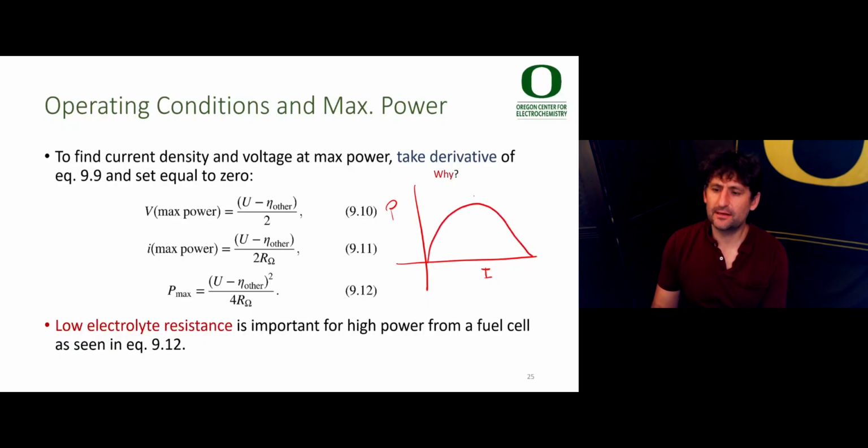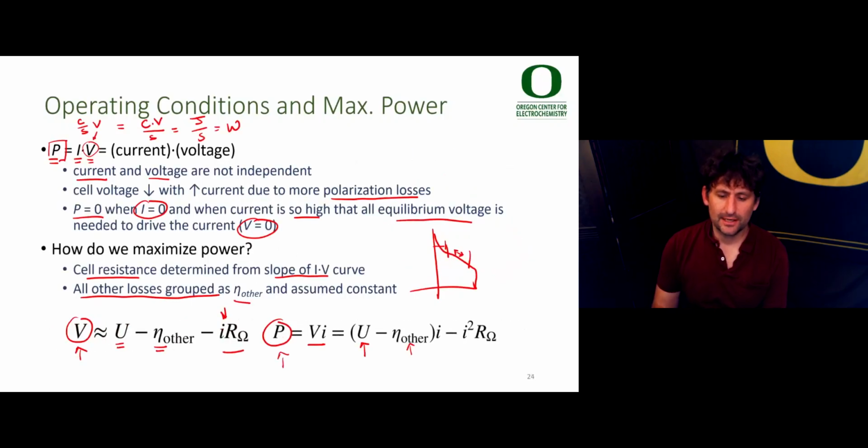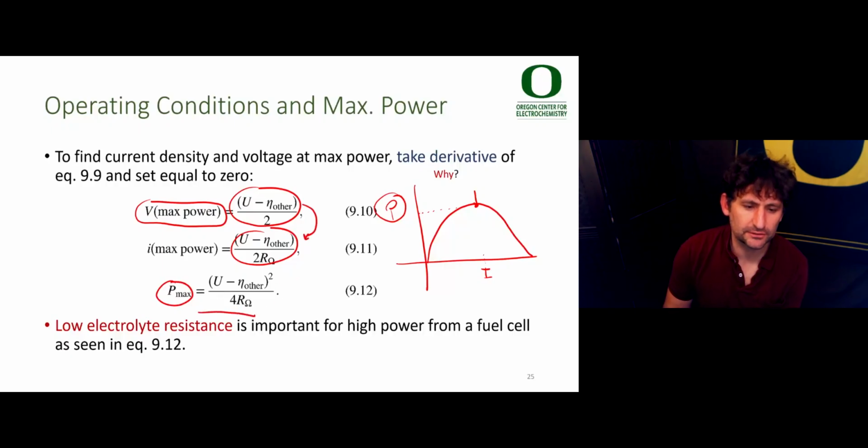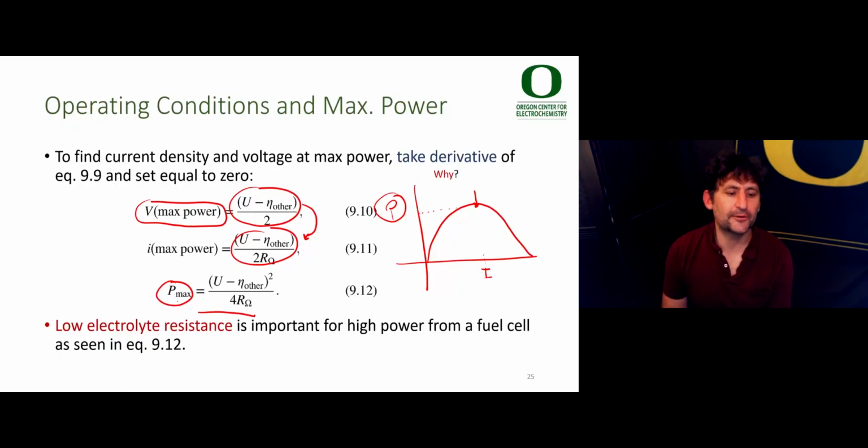So if you imagine now, we're going to get a plot of power versus current that looks something like this. There's going to be some optimal current to run at to get the maximum power out of our cell. To find this, of course, we take the function we derived for the power, take the first derivative and set it to 0, and solve for the voltage at the maximum power. We can use the voltage at the maximum power to calculate the current at the maximum power. We can plug both those terms into the expression for power, and now have a full expression for the maximum power this cell will put out. As you can see, having low electrolyte resistance is the most important for high power from a fuel cell.